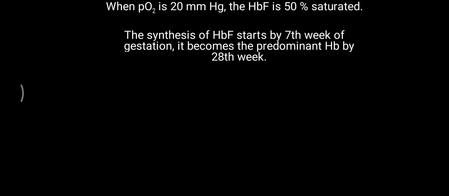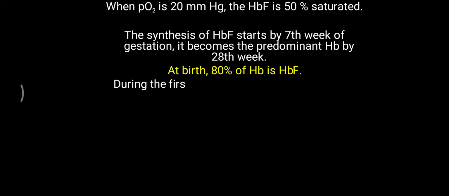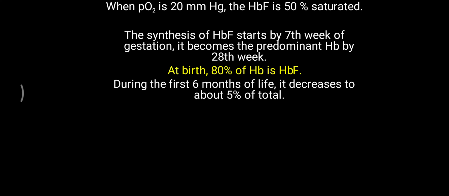So the synthesis of fetal hemoglobin starts by the 7th week of gestation and becomes predominant by the 28th week of gestation. At the time of birth, 80% of hemoglobin is the fetal hemoglobin variety, but just after birth, during the first 6 months of life, it decreases to about just 5% of the total hemoglobin.